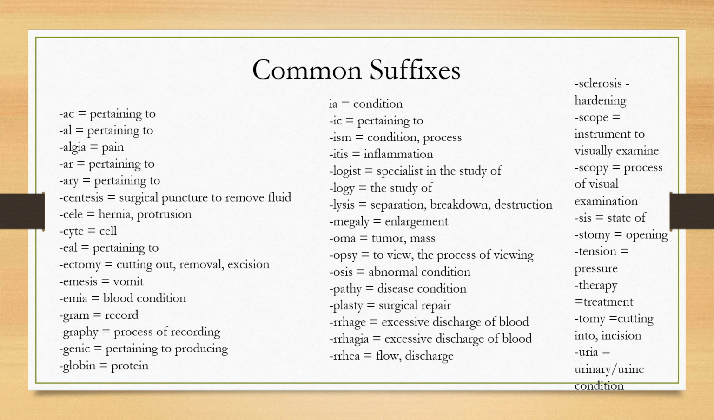Anytime you see rrhage, this is a discharge of blood. Rrhagia is also a discharge of blood. So hemorrhage. When you're hemorrhaging, you're losing blood. Rhea. I know we're all going to think diarrhea, right? So it's a flow or discharge. I'm going to give you a new word with rhea at the end. Rhinorrhea. So we already said rhino means nose. So you have a runny nose. Sclerosis. This is a hardening of something. So we talked about sclerosis. That's the hardening of fats.